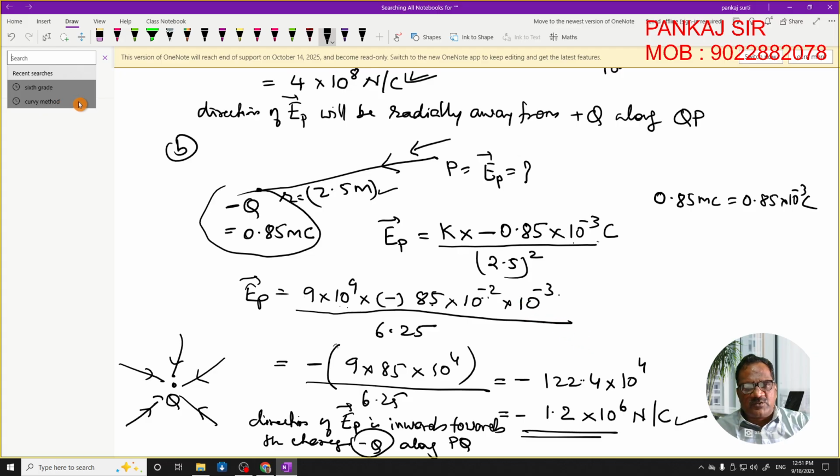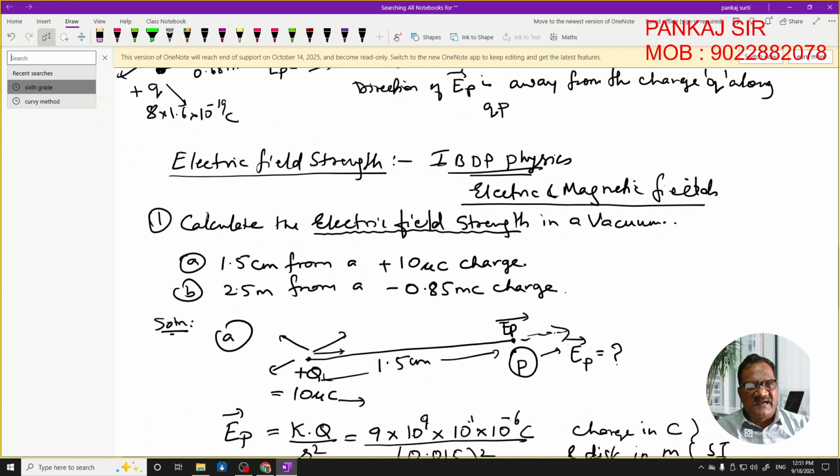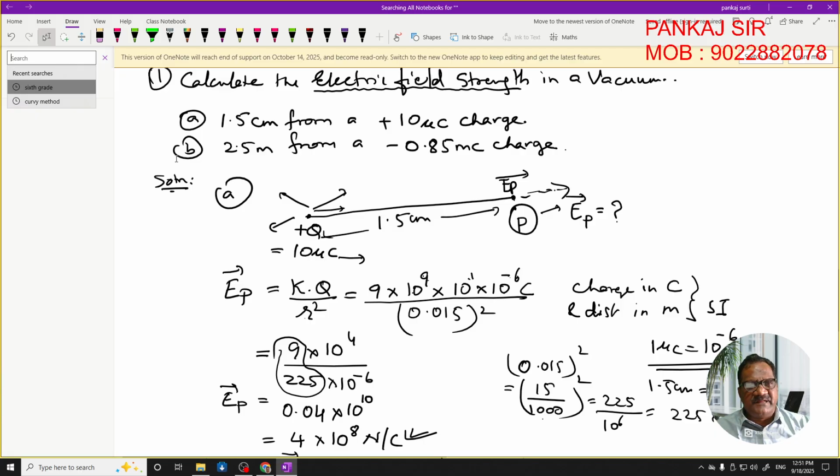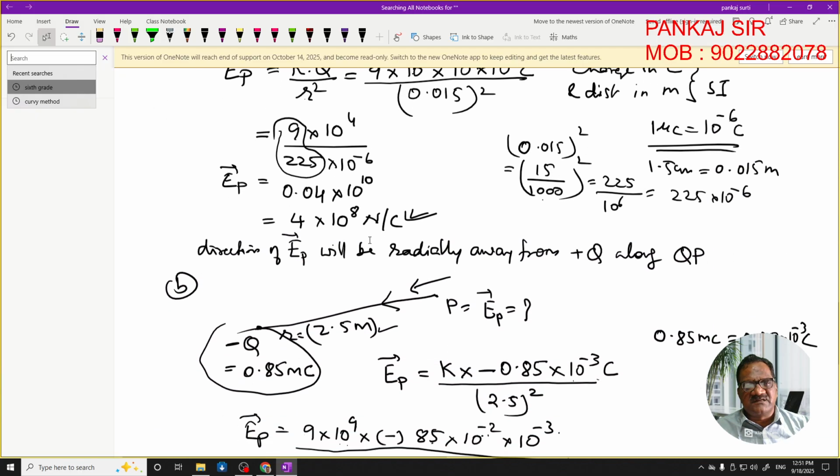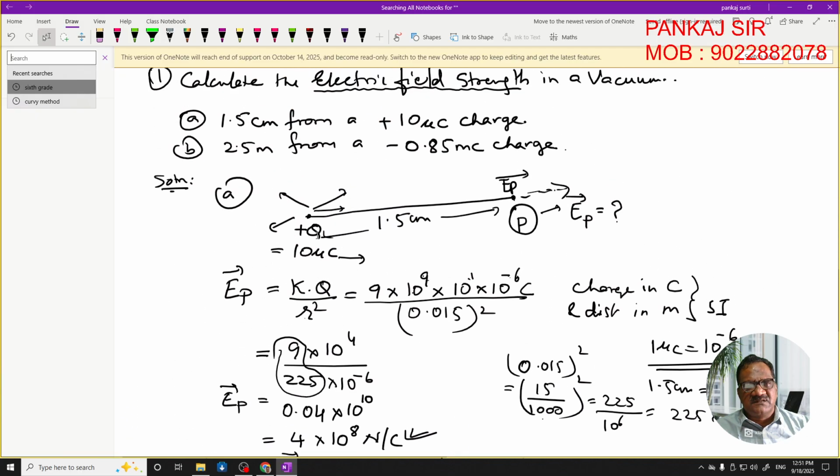So that's about this particular question. It had two parts in it, A and B. For A, it was to find the electric field strength at a point which is 1.5 centimeter from a charge which was 10 microcoulomb. That was this question. And B part of the question was you have to find the electric field strength due to this particular negative charge, 0.85 millicoulomb charge. And at which point? At a point which is 2.5 meter away from the charge.